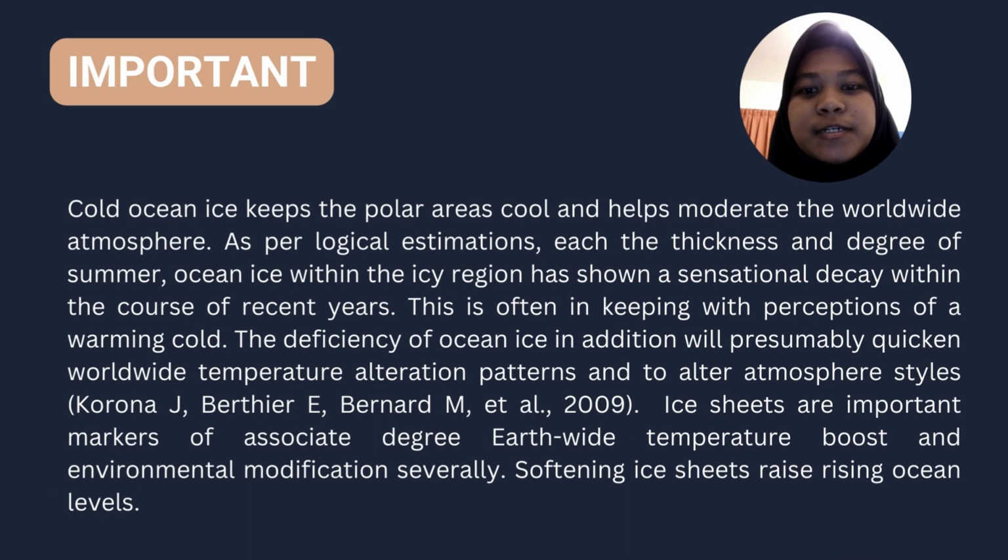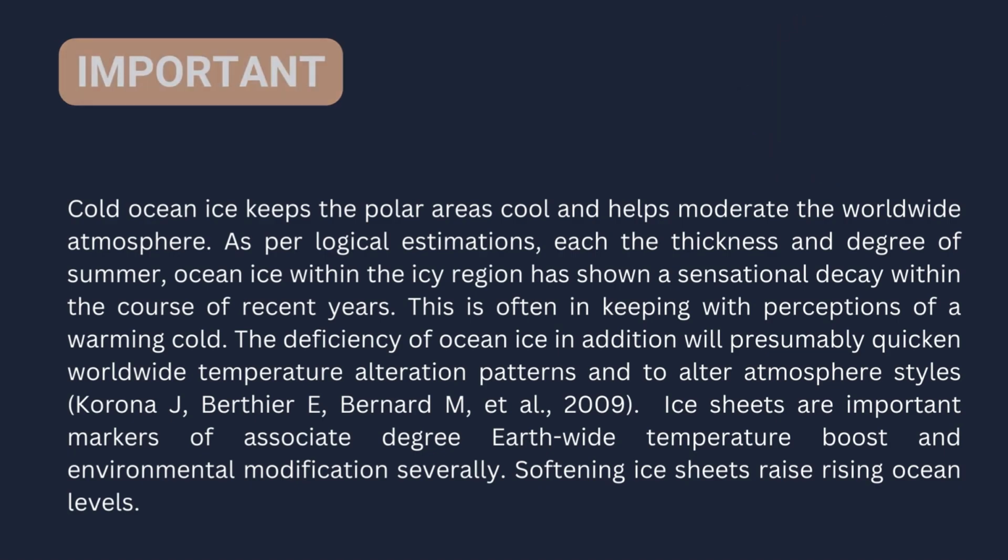Cold ocean ice keeps the polar areas cool and helps moderate the worldwide atmosphere. As per scientific estimation, both the thickness and extent of summer ocean ice within the icy region have shown a seasonal decline over the course of recent years. It is in keeping with perceptions of a warming pole. The loss of ocean ice will presumably also quicken global temperature alteration patterns and alter atmosphere style, according to Corona J. Bertier Bernard M. 2009. Ice sheets are important markers of Earth-wide temperature rise and environmental modification. Melting ice sheets raise the ocean level.